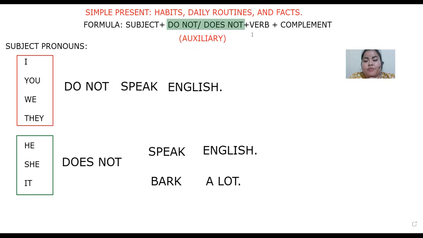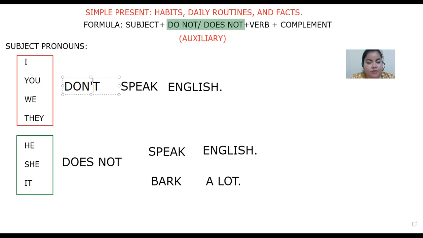Okay? Now, do we understand the negative form? ¿Entendemos la forma negativa? Yes. Now, this is the negative form and this is the full form. Contracted form. Silvia, ¿cómo la forma contractada? Super easy. It's super, super easy. We're going to use this. Don't. I don't speak English.